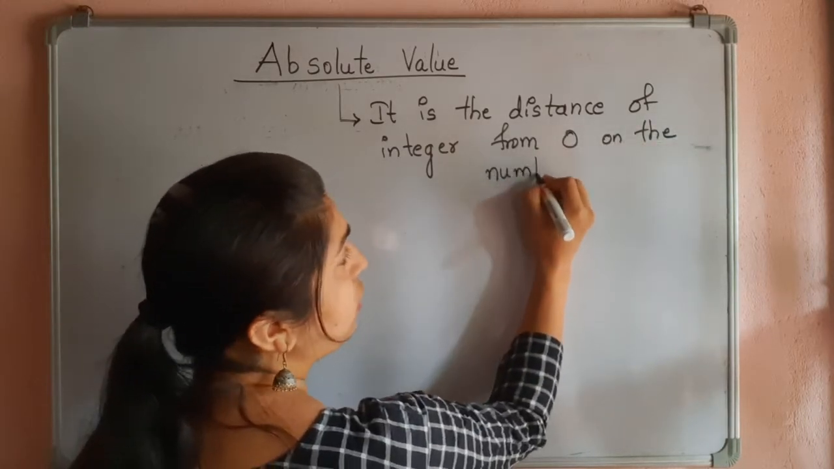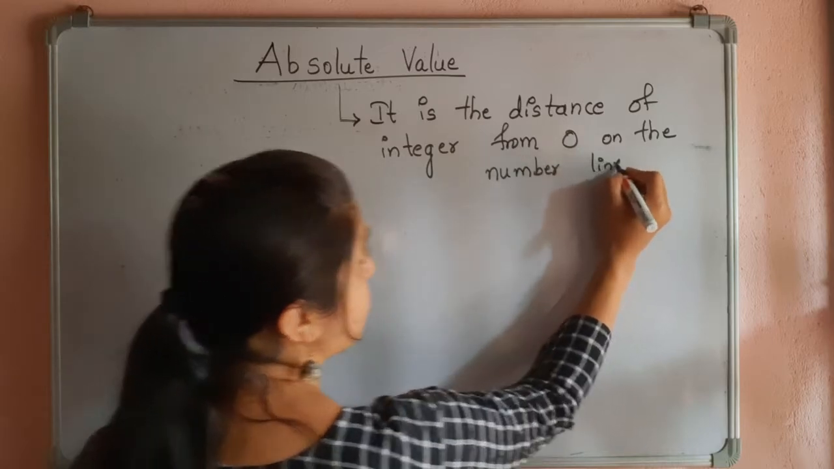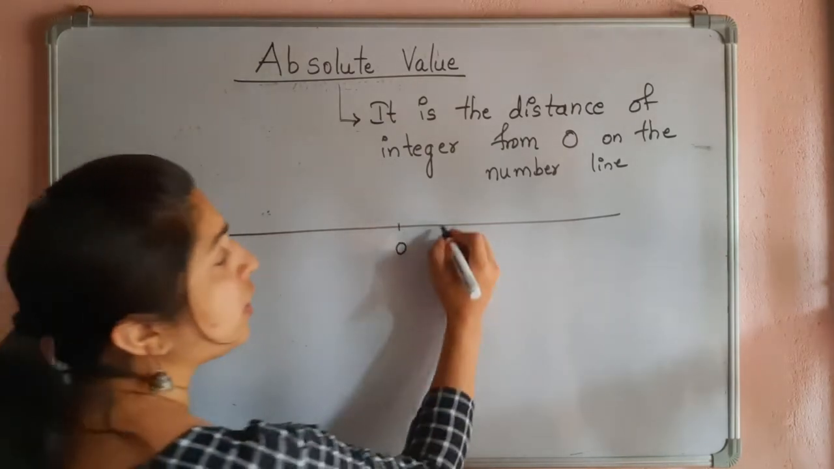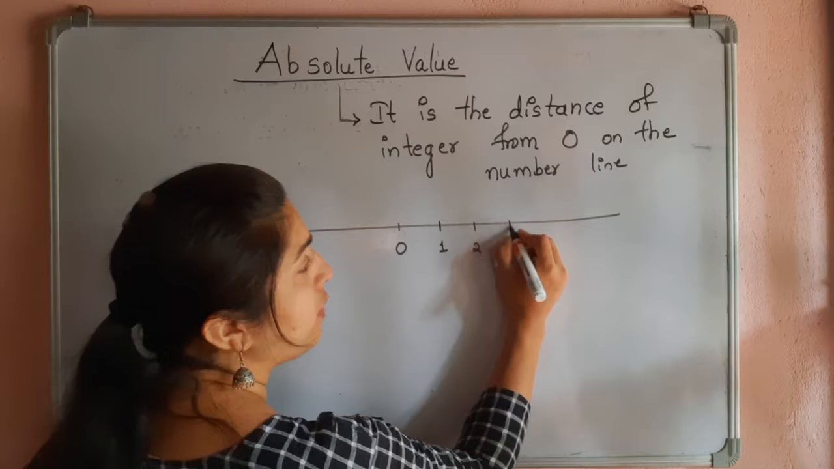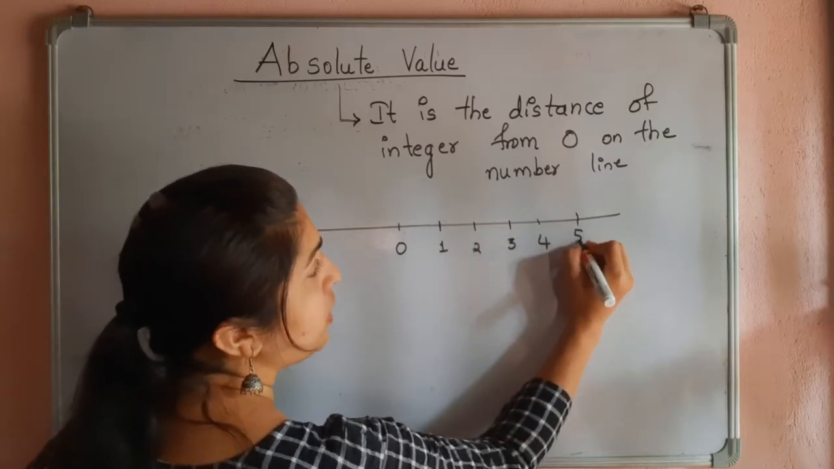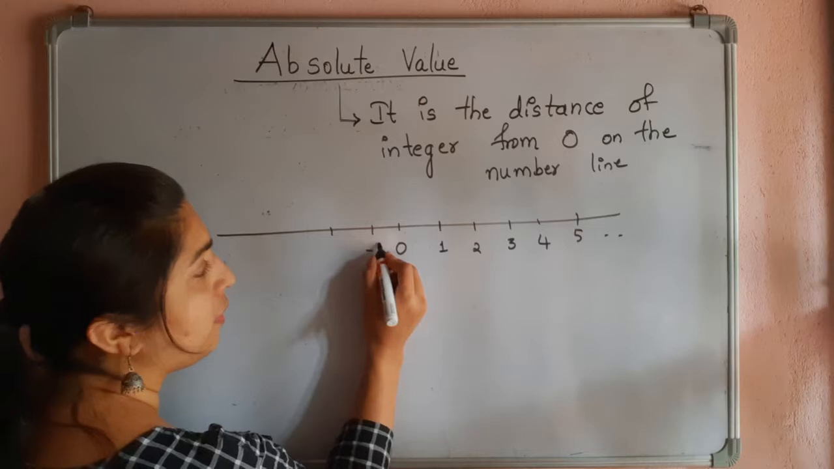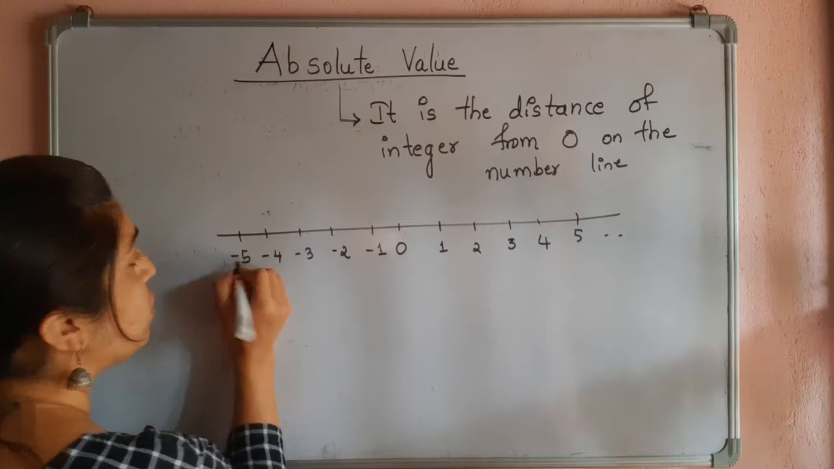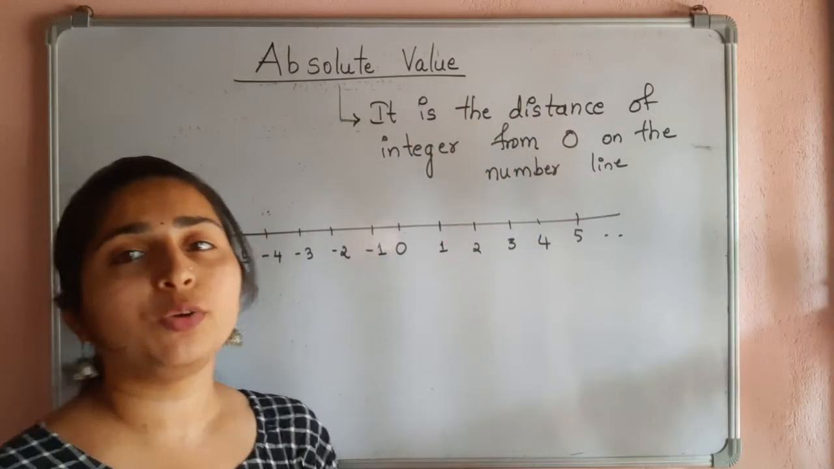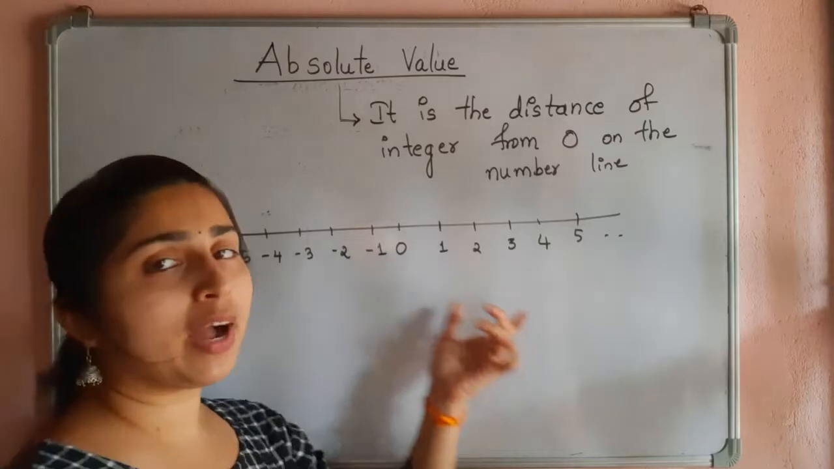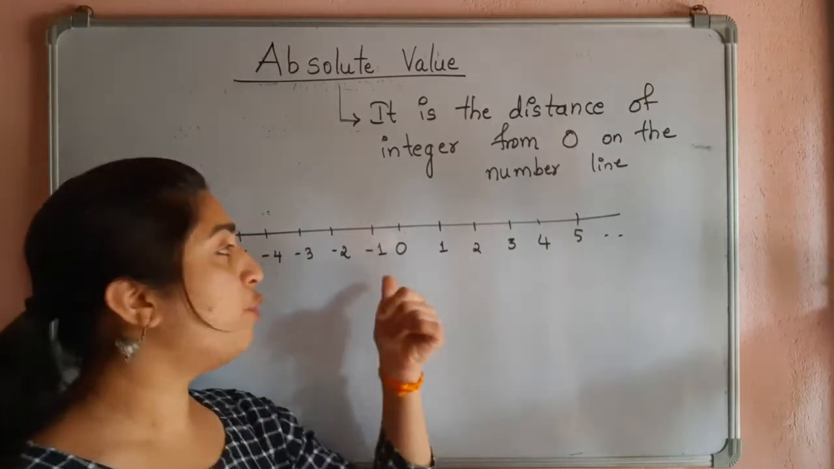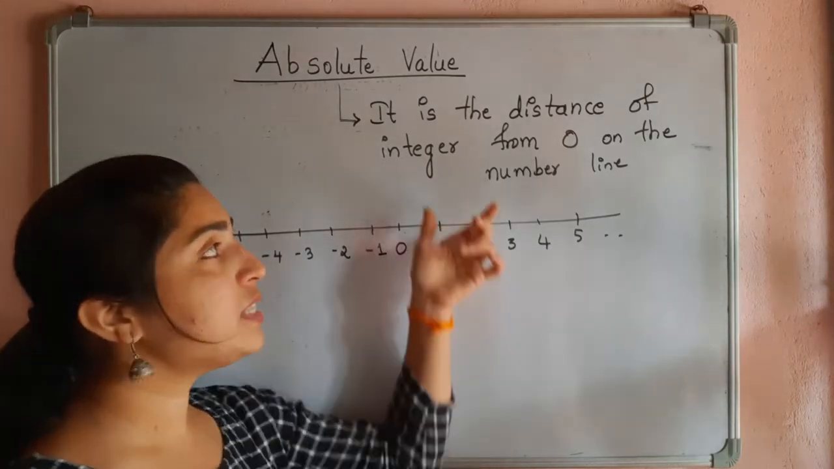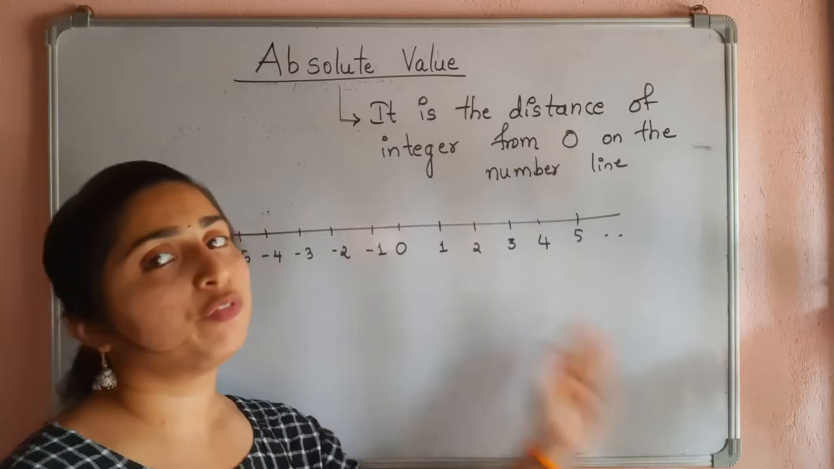So now I will draw the number line. This is my number line. You know that 0 is at the center. Then to the right of zero you have the positive numbers, and to the left of zero you have the negative numbers. So what is this absolute value? If I consider the absolute value of minus 5, we are actually finding the distance of minus 5 from 0. Or if you want to find the absolute value of 5, that means the distance of integer 5 from 0.